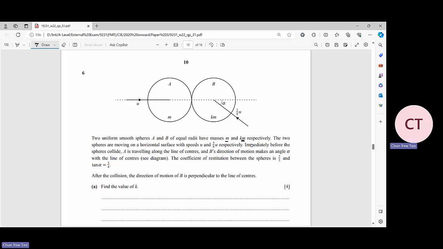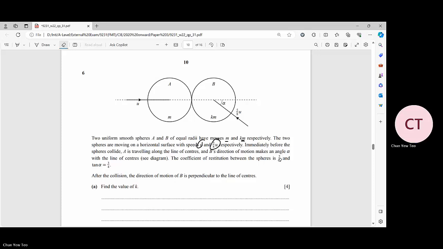Okay, now we take a look at question number 6. You have two uniform smooth spheres A and B of equal radii, with masses m and km respectively. The two spheres are moving on a horizontal surface with speeds u and 5/8 u respectively. Immediately before the spheres collide, A is traveling along the line of centers, and B's direction of motion makes an angle alpha with the line of centers. See diagram. The coefficient of restitution between the spheres is 2/3 and tan alpha is 3/4.